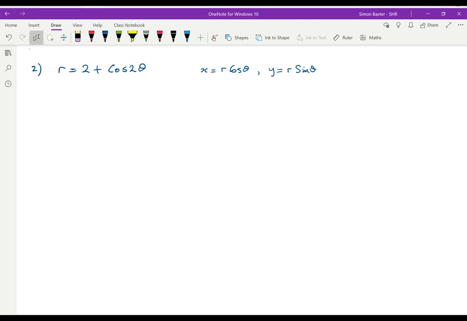Well, you should be able quite quickly to notice that cos 2 theta is 2 cos squared theta minus 1. And that helps us because x over r is equal to cos theta. So I now have that r is 2 minus 1, which is 1, plus 2x squared over r squared. Multiply both sides by r squared. Sorry, r cubed.